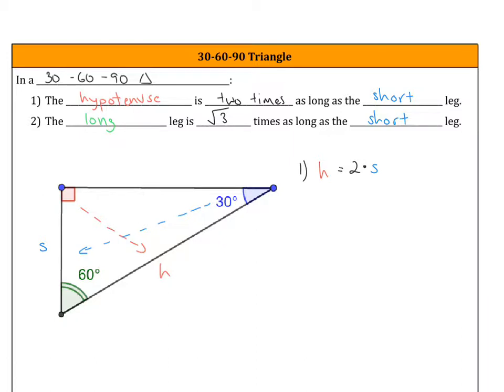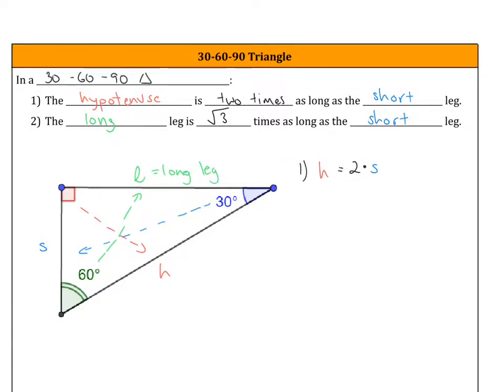So the longer leg, now keep in mind the long leg is not the hypotenuse. The hypotenuse is just simply the hypotenuse. We don't call it a leg. So the other leg, which is not the hypotenuse, and it's also across from the 60 degrees, is going to be the long leg. So for this one, yes, I'm going to go ahead and call it L again. But keep in mind that L here stands for long leg.